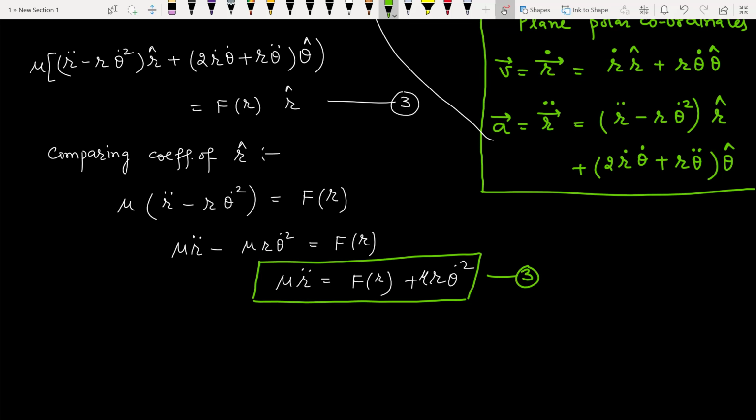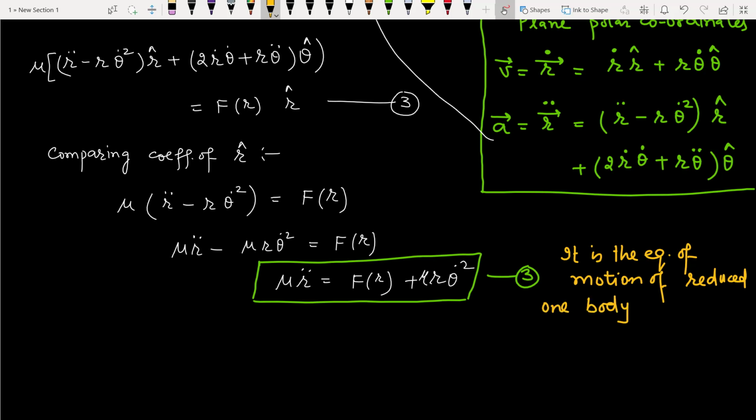So it is the equation of motion of reduced one body problem. This is the equation we wished to find. It is the equation of motion of reduced one body problem under the effect of central force.